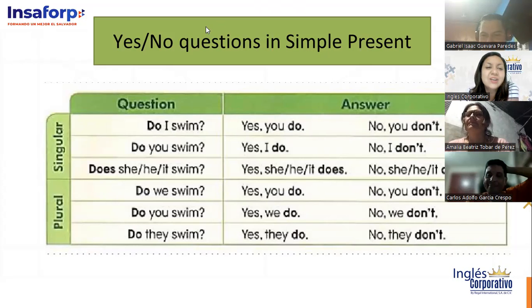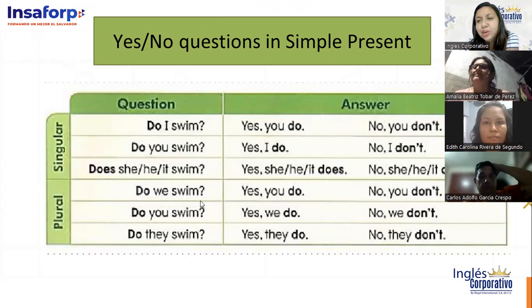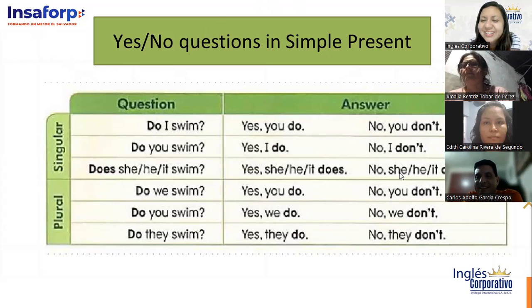Ok, porque yo les estoy preguntando a ustedes. Pero si me pregunto yo solita, a mí misma, como decimos, soliloquio. Do I swim? No, I don't. Or yes, I do. Ok, do I teach English very well? No, I don't think so. Okay, just kidding, just kidding.